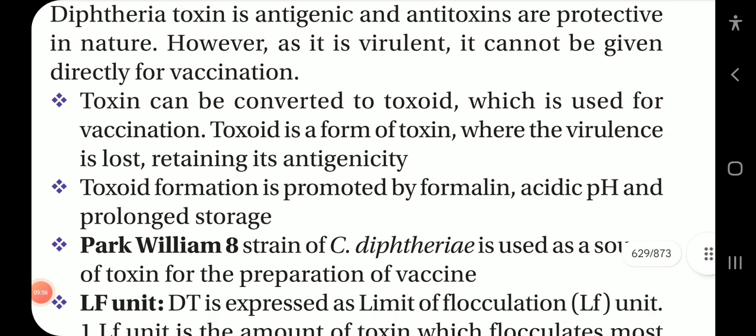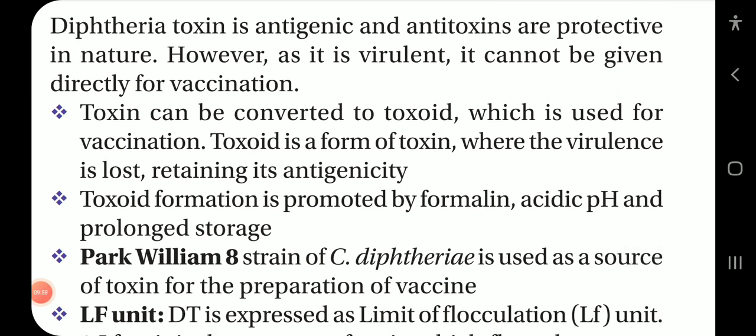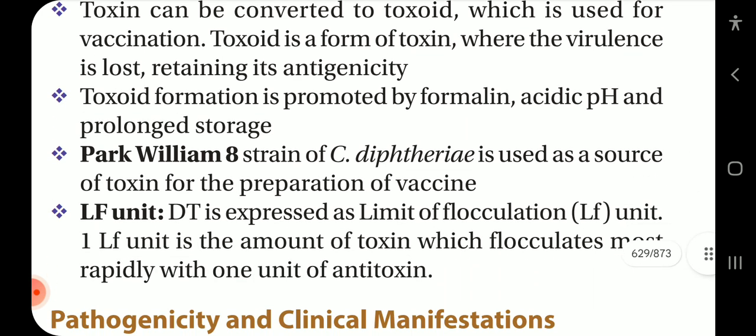Toxoid is used for vaccination. Diphtheria toxin is antigenic and antitoxins are protective in nature. However, as it is virulent, it cannot be given directly for vaccination. Toxin can be converted into toxoid, which can be used for vaccination. Toxoid is a form of toxin where the virulence is lost, retaining the antigenicity. Toxoid formation is promoted by formalin, acidic pH, and prolonged storage. The Park-Williams 8 strain of Corynebacterium diphtheriae is used as a source of toxin for the preparation of vaccine.